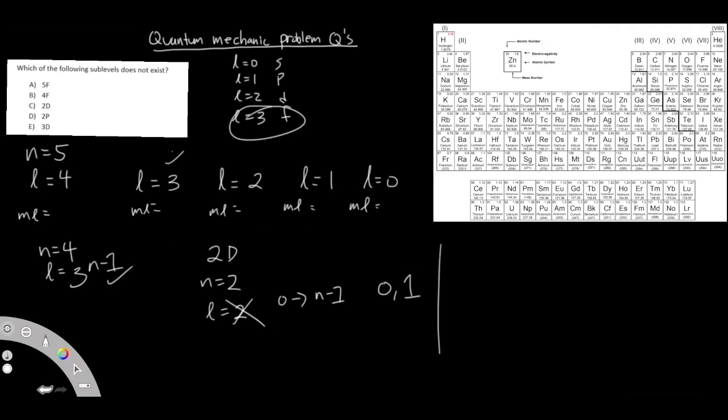But let's just keep doing the rest just in case. 2P. If n is equal to 2, and P here, we don't know what it is. We look up here, we know that L is equal to 1.